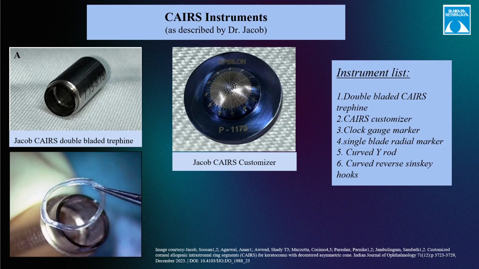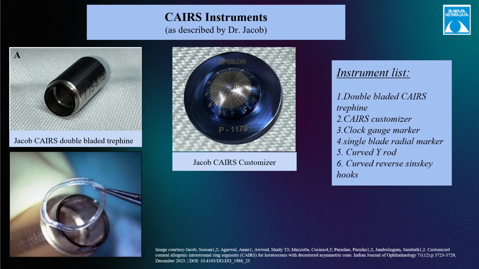So now let us move forward towards the procedure itself. Dr. Susan Jacob has already patented few of the instruments. As you can see on A, there is a double bladed trephine. Then we have a Jacob-CAIRS customizer. And the other instrument list that she gives for the procedure is clock gauge marker, a single blade radial marker, a curved Y rod, and a curved reversal.